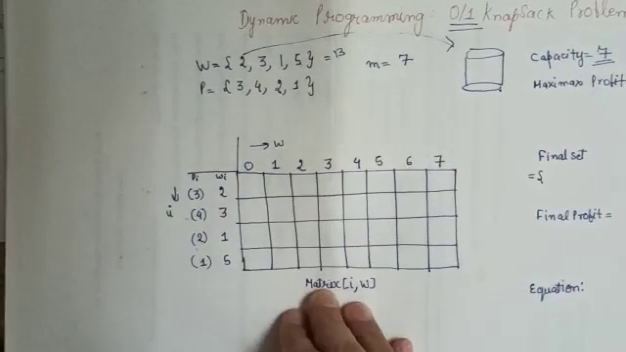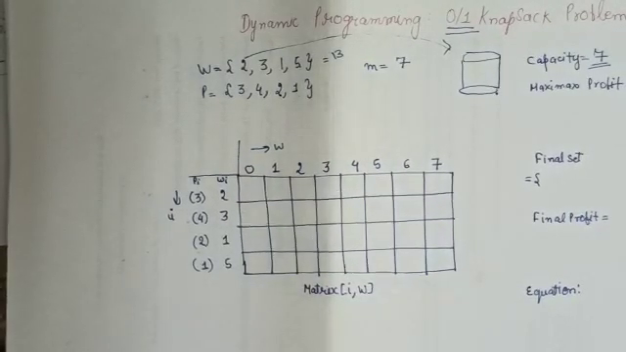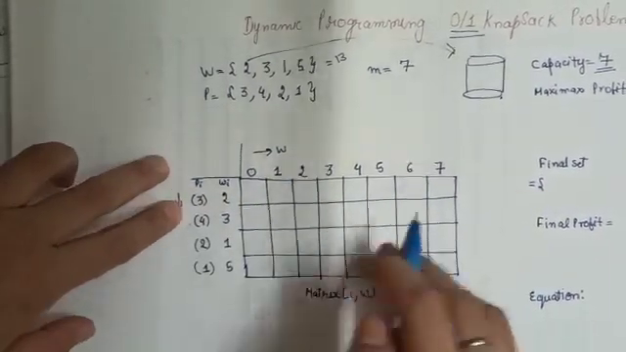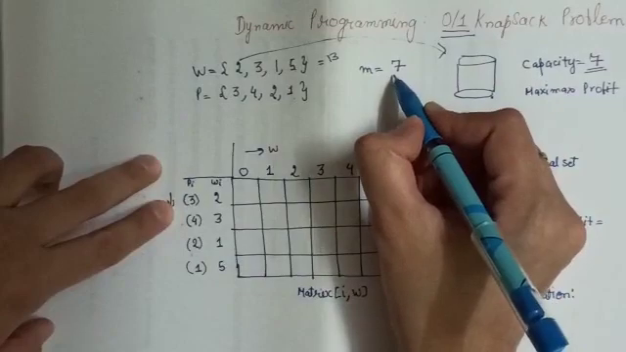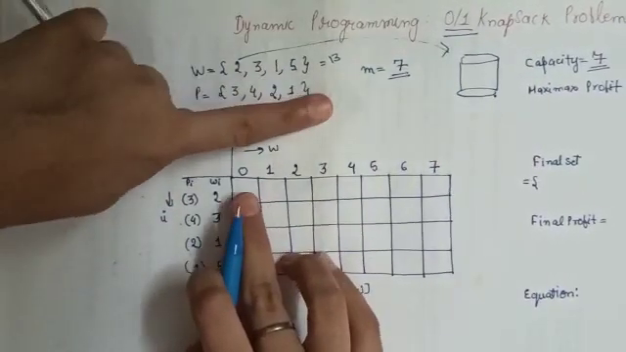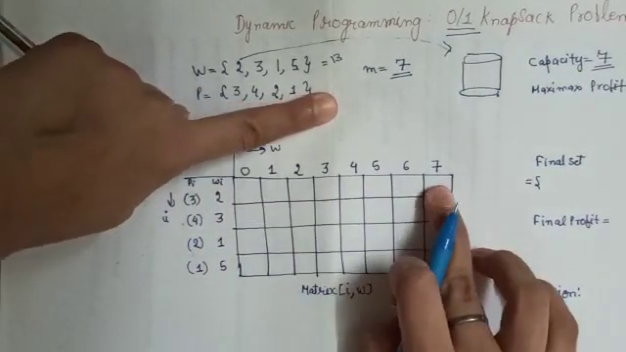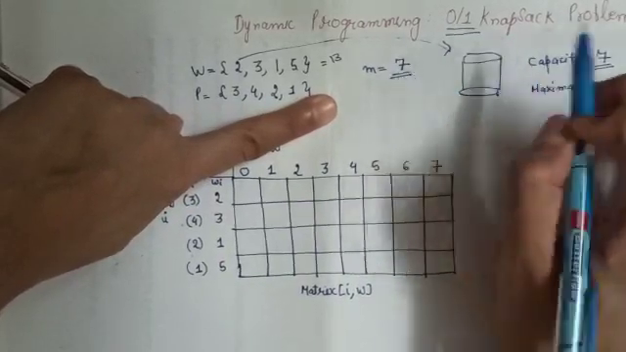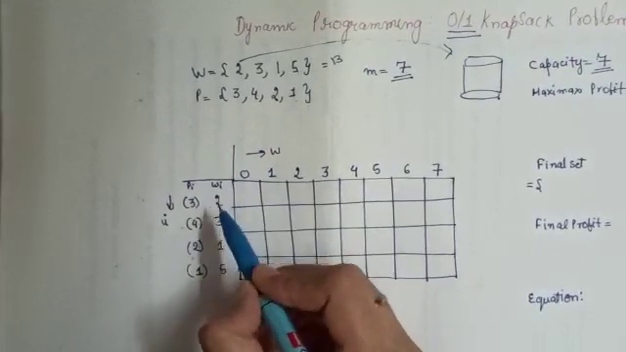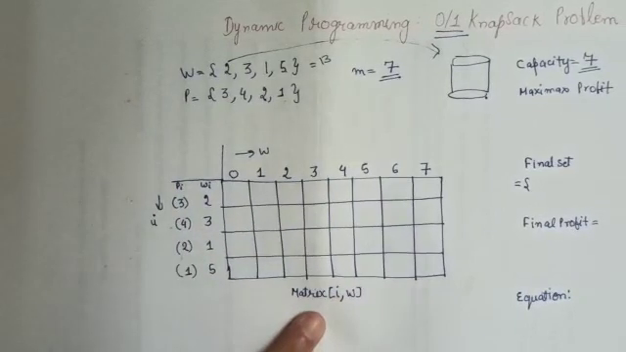We will use the matrix approach to solve this problem. Okay, so let's begin. What I have done is I have created a matrix. Since the capacity of the bag is 7, I have started with weights 0, 1, 2, 3, 4, 5, 6, 7, till 7. Here in the rows I have written the weights of the items, 2, 3, 1 and 5, and their corresponding profits.